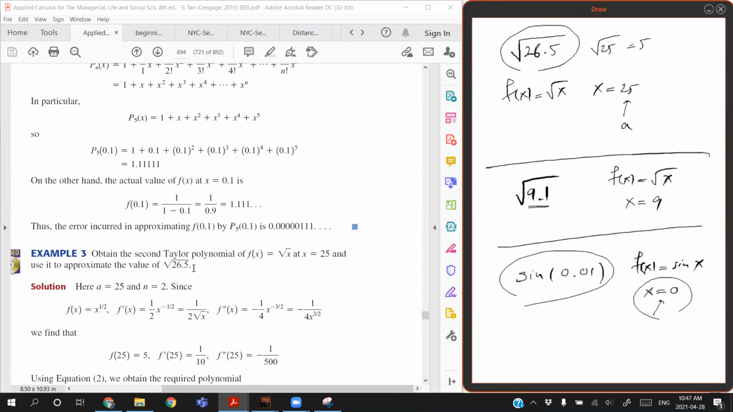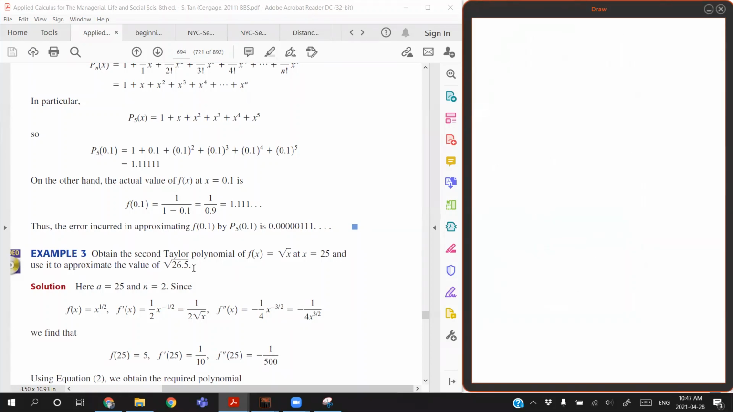I think all the examples that you have are with root functions. So basically, the function is going to be root x. And then you ask yourself, what is the closest perfect square? So if it's 26.5, 26.5 is between 25 and 36, 5 squared and 6 squared. So the closest number that is a perfect square to 26.5 is 25. So you're going to center your polynomial at 25.